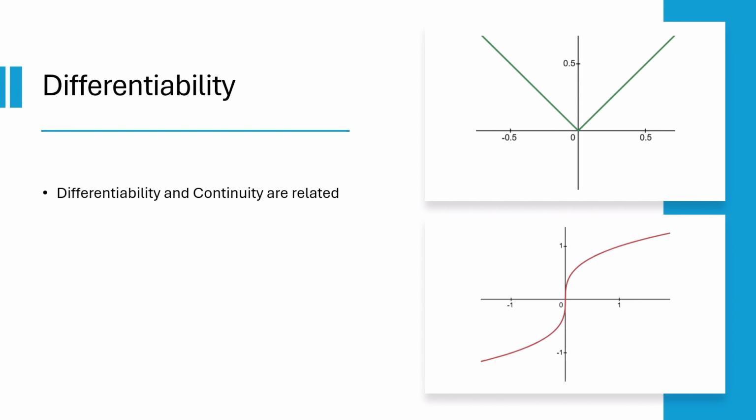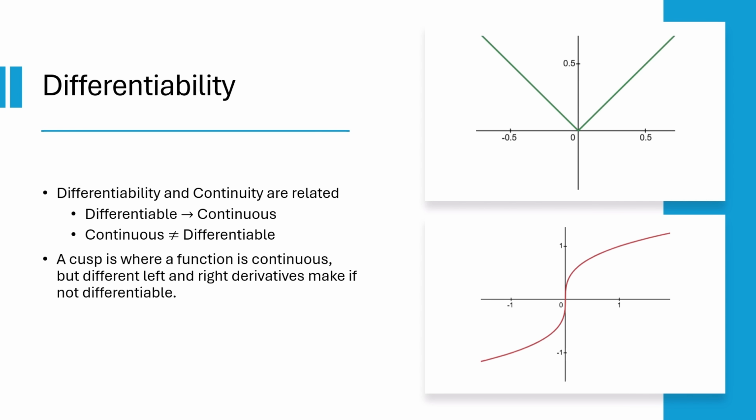Differentiability implies continuity, but continuity does not imply differentiability. A function is differentiable at a point if it is both continuous and smooth there. Sharp corners, cusps, or discontinuities mean the derivative does not exist at that point.